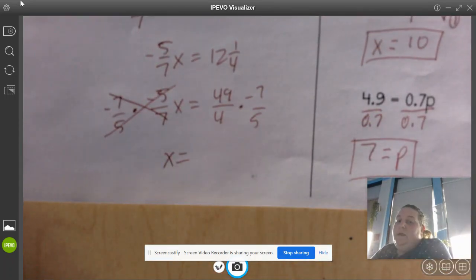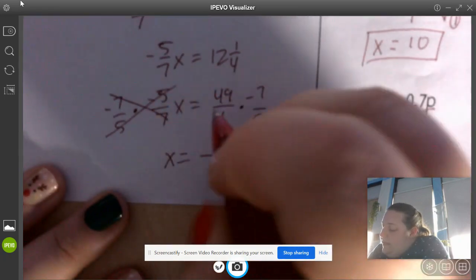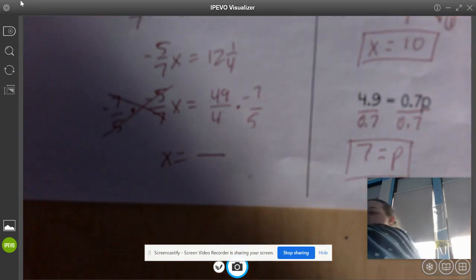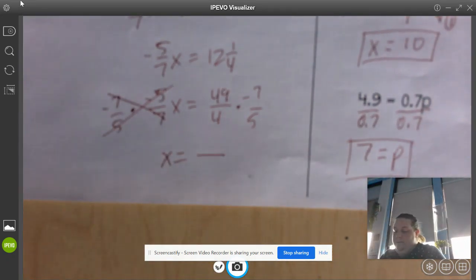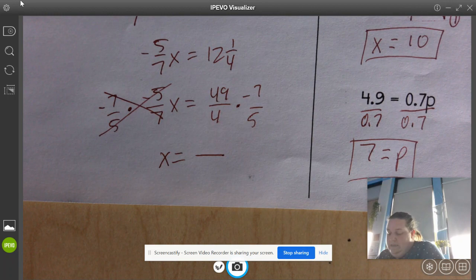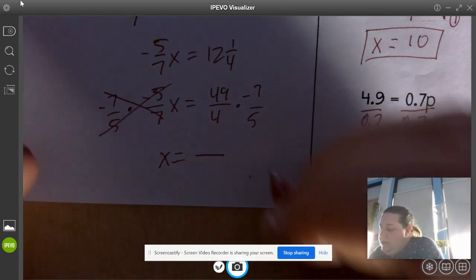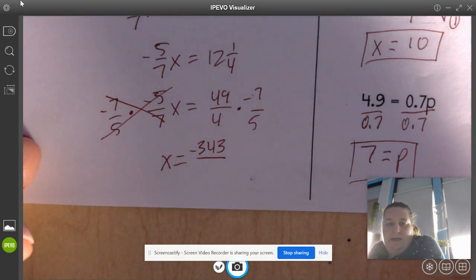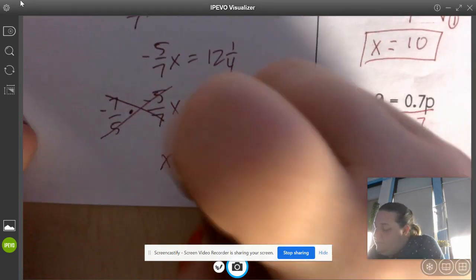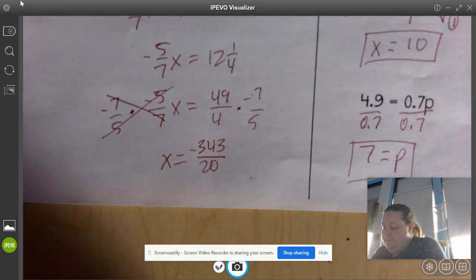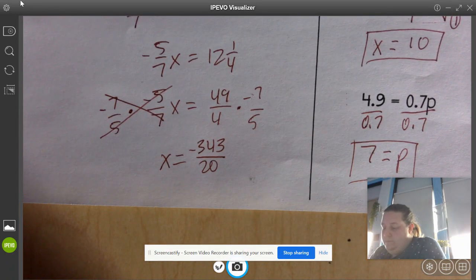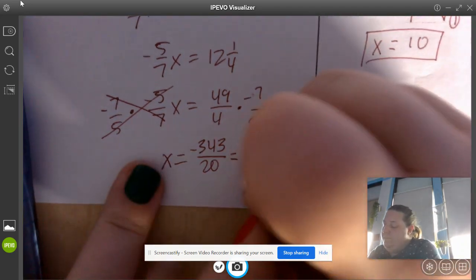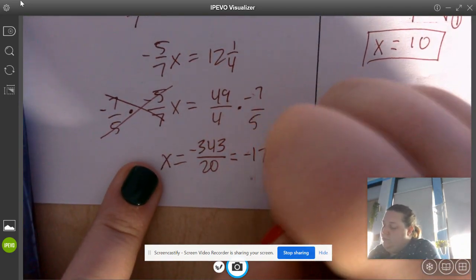Now over here, once again, you might need to use a calculator. I'm going to actually do this first one. One second. So 49 times 7 is 343, negative. Don't forget that negative sign. And then 4 times 5 is 20. So you can leave it like this, or if you want to change it, it would be -17 and 3/20.